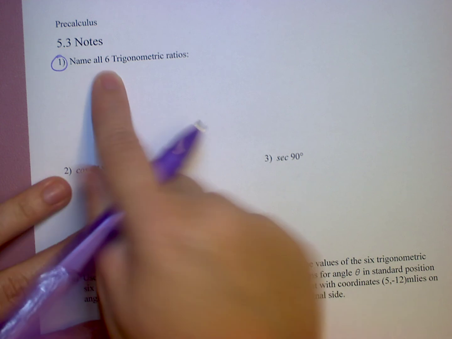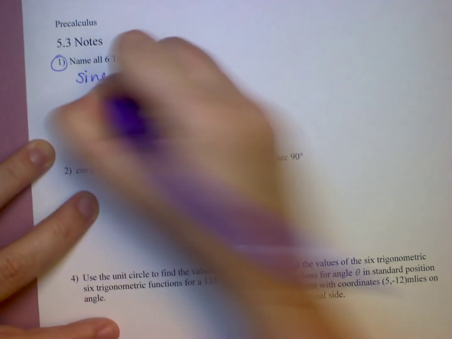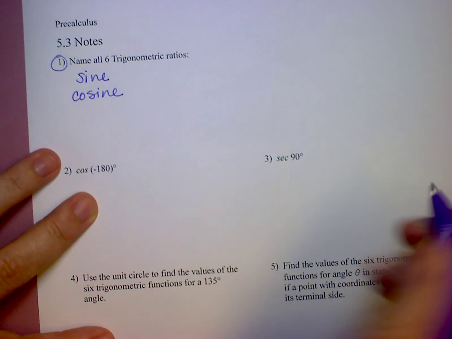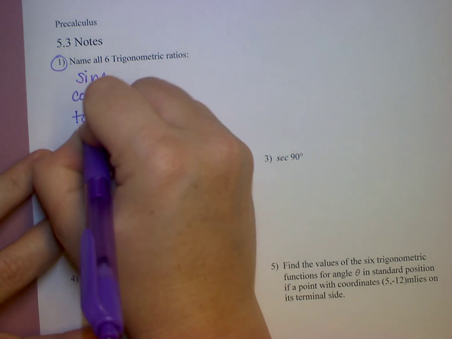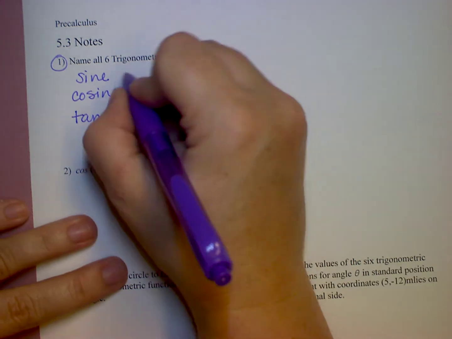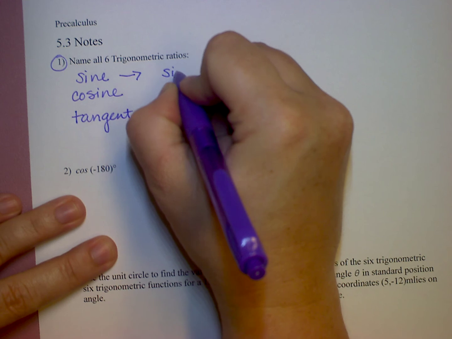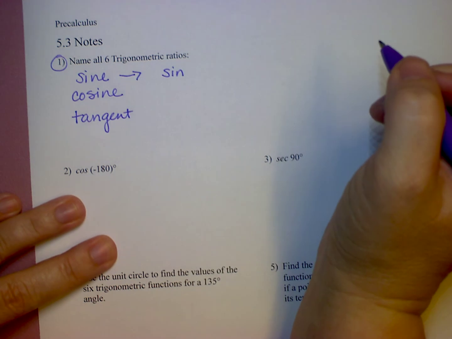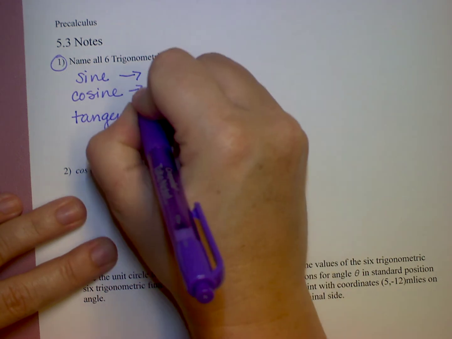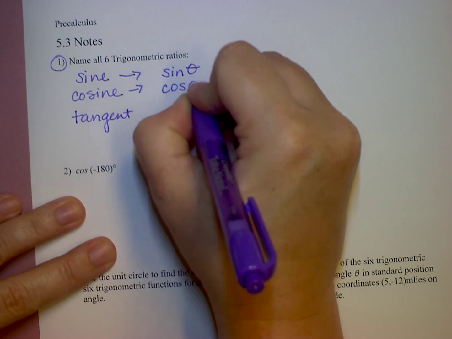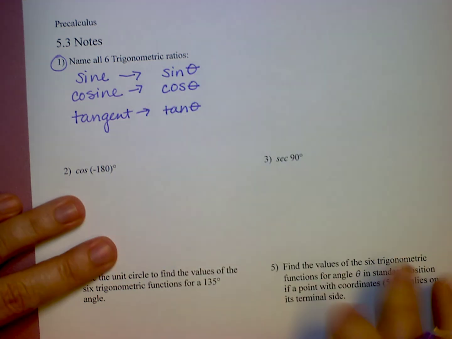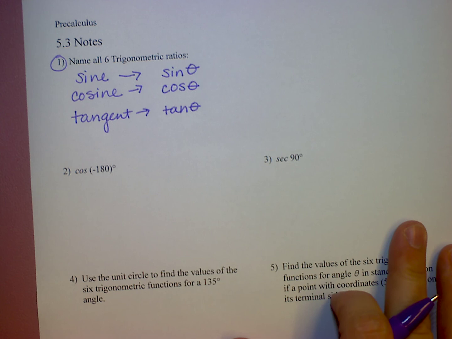We've learned about sine, right? We've learned about cosine, and we've learned about tangent. Yes? And we know sine is abbreviated sin, right? But we don't say sin, we say sine. Usually we say sine theta. And cosine we abbreviate as cos theta. And tangent theta we abbreviate as tan theta. We good with that?